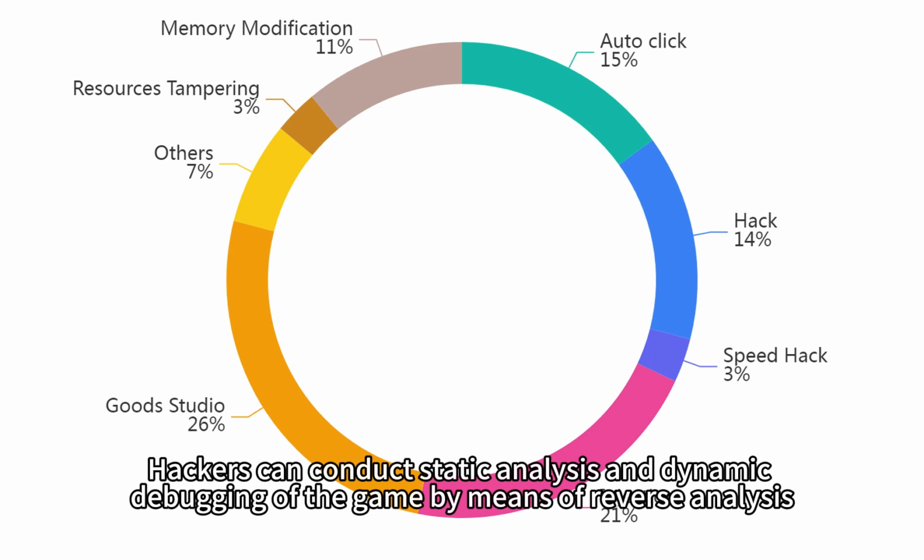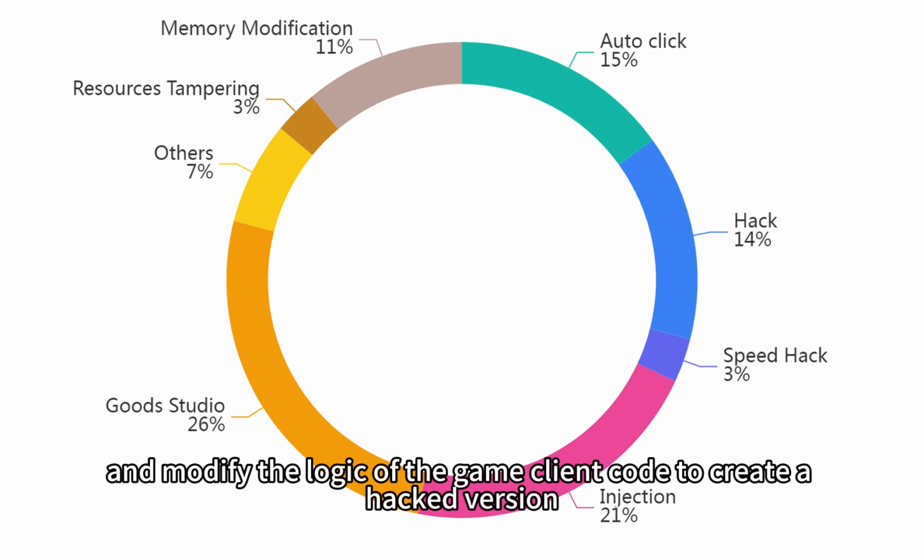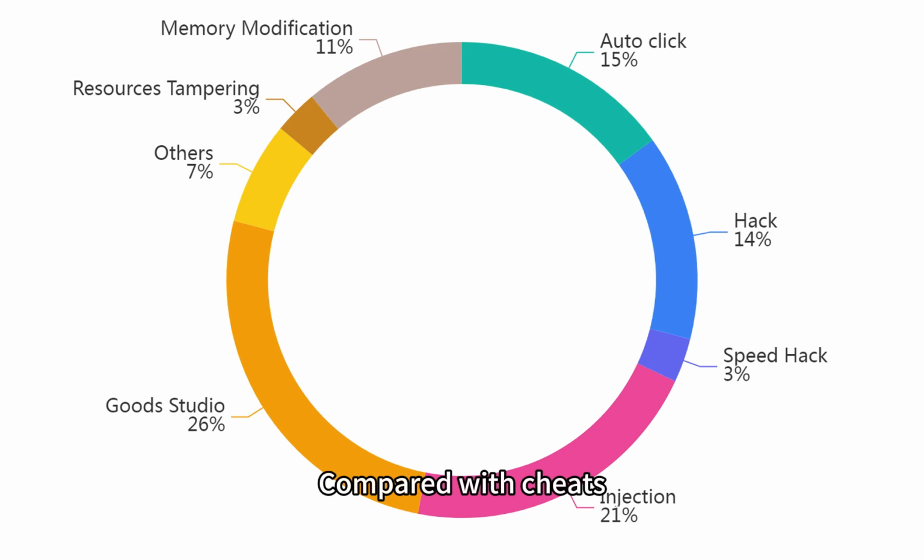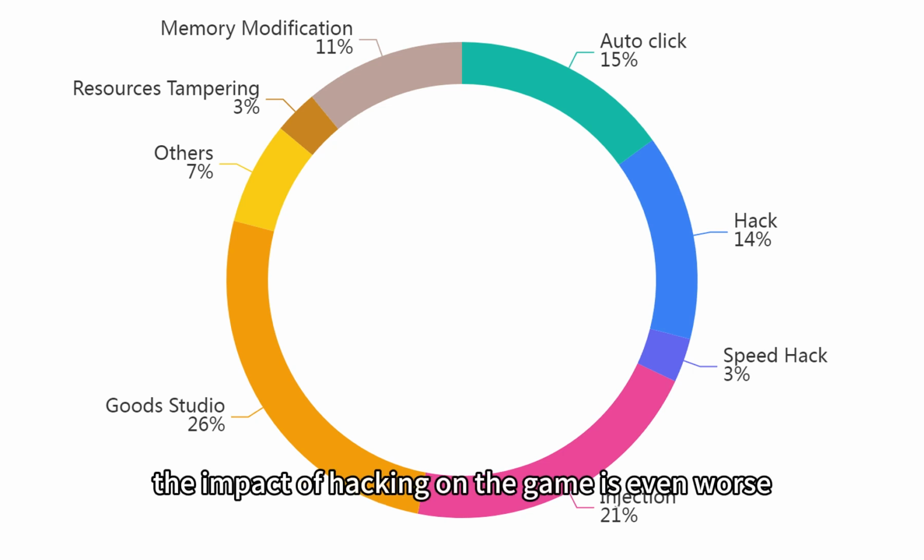Hackers can conduct static analysis and dynamic debugging of the game by means of reverse analysis, and modify the logic of the game client code to create a hacked version. Compared with cheats, the impact of hacking on the game is even worse.